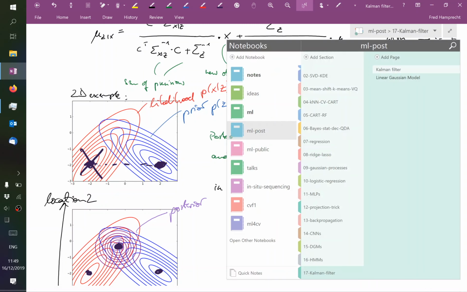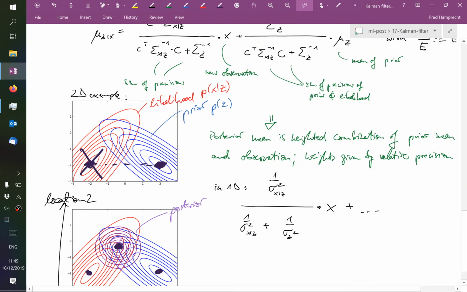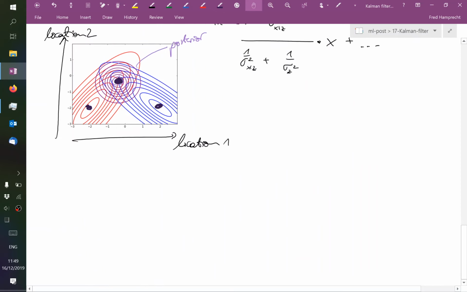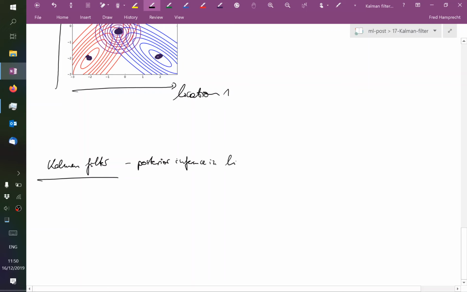Okay, so that was half the math that we needed for the Kalman filter, and the second half of the math we will not write down by hand because it would be too much, but we'll look at the concept. So we now come to the Kalman filter. The Kalman filter is another name for posterior inference in a linear Gaussian state space model.